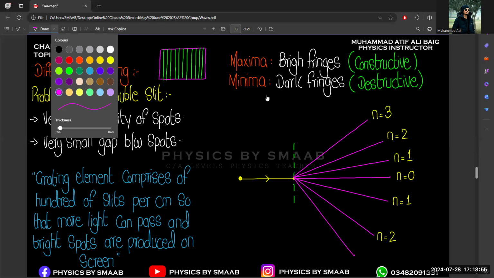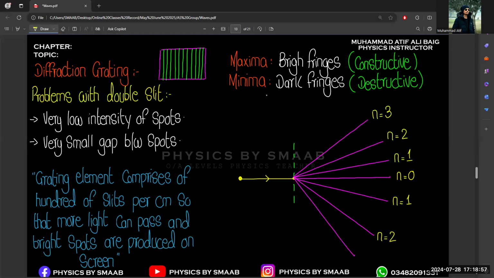So from the center, if you are counting on the right side, you can count them as right side bright fringes, and if you are counting on the left side, the left bright fringes will be counted 1, 2, 3. So in this way you will get bright fringes on the screen.